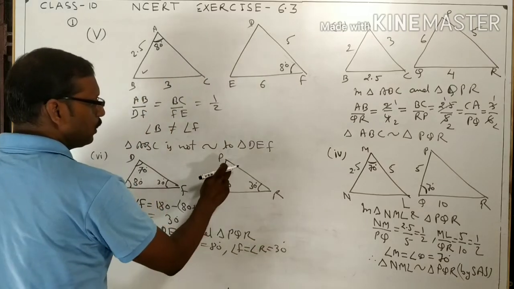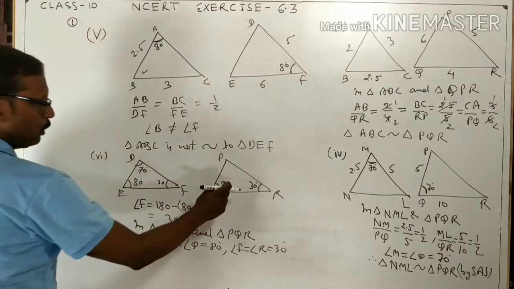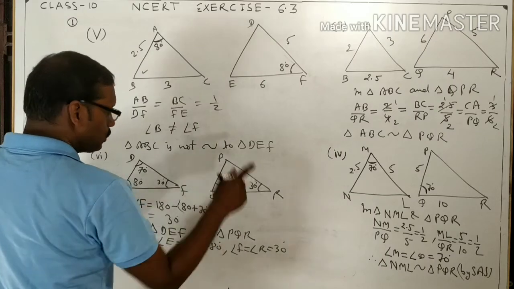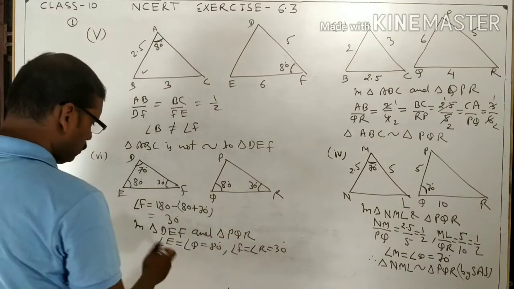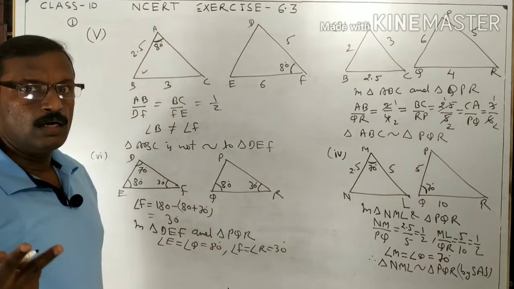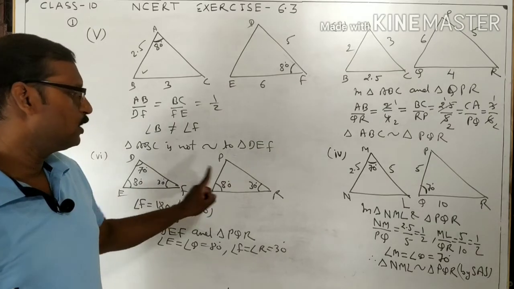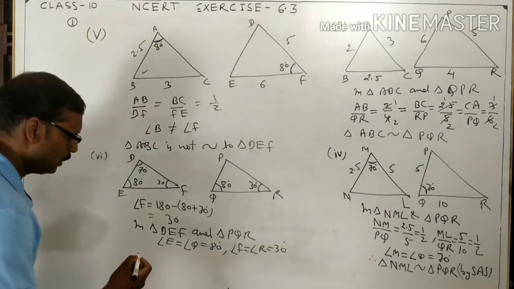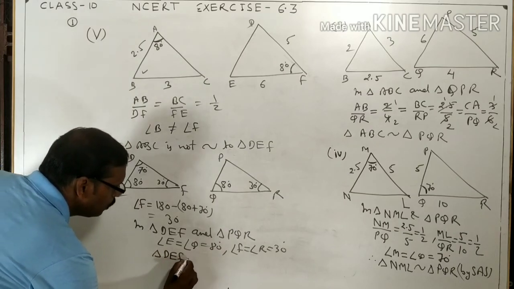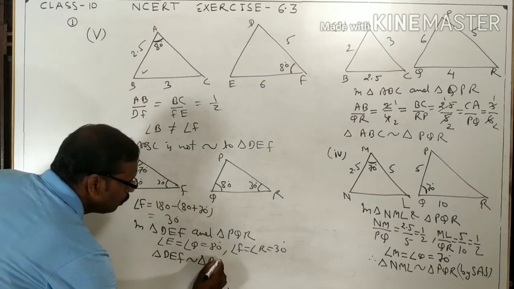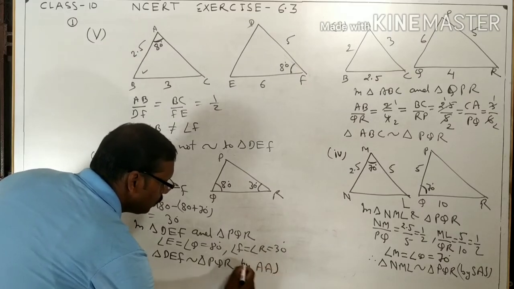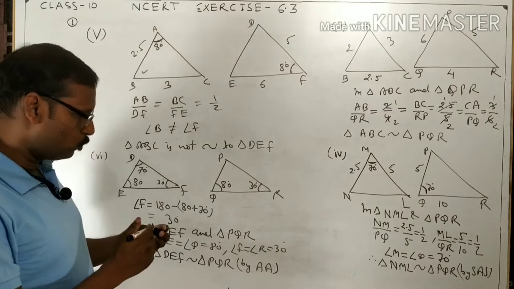You can also find angle P. P is equal to 70 degrees because 80 plus 30 is 110, and 110 subtracted from 180 gives 70 degrees. But it is not necessary. If two angles are equal in two triangles, then we can say that they are similar by AA similarity. So triangle DEF is similar to triangle PQR by AA similarity. So this is the solution of this question.